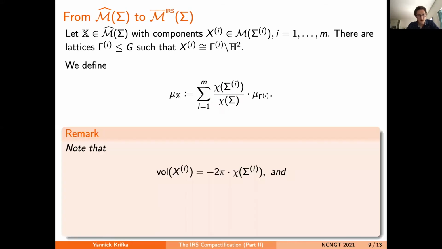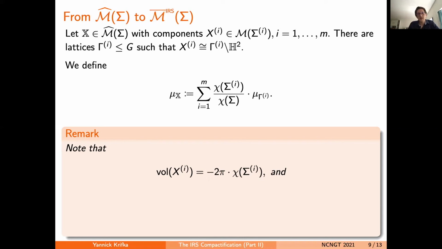So first of all, we should note that for hyperbolic surfaces, the volume is a topological invariant, in fact. So for each of these X_i's, we know that its hyperbolic area is minus 2 pi times the Euler characteristic of the component that it lives on, so of the component sigma_i. And also recall that these components have negative Euler characteristics, so we put a minus here to get a positive area.